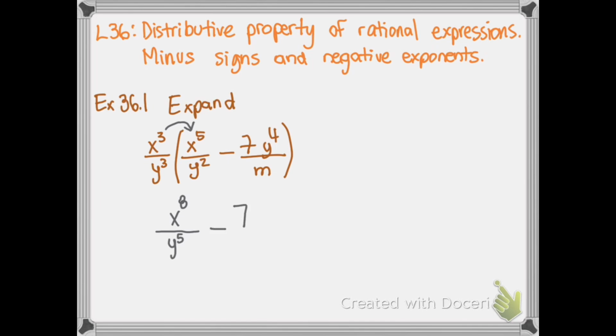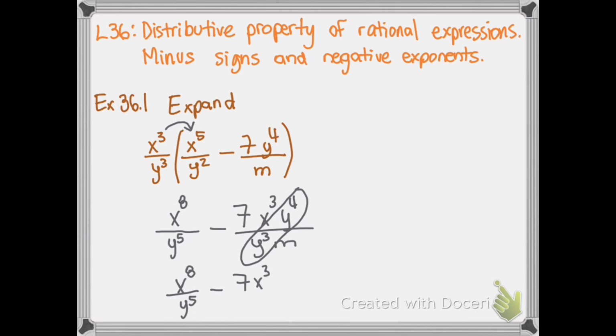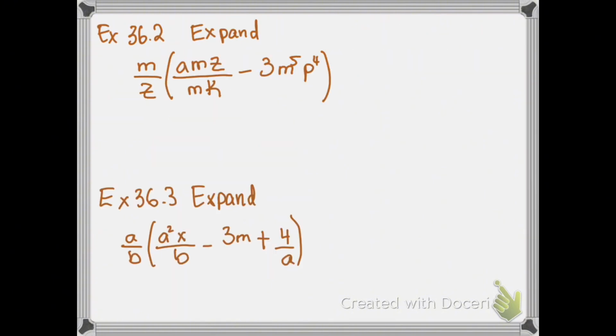Minus 7 times 1 is 7, and then x^3 times y^4, we can't do it, so we'll just put them right next to each other. And then on the bottom, we have y^3 and then m. Now we have to simplify, so we cannot leave the y's in that second term. We have to divide them. They stay like that, but then we have to divide the y to the fourth power divided by the y to the third power. And when we do that, we subtract, so the answer would be y over m.